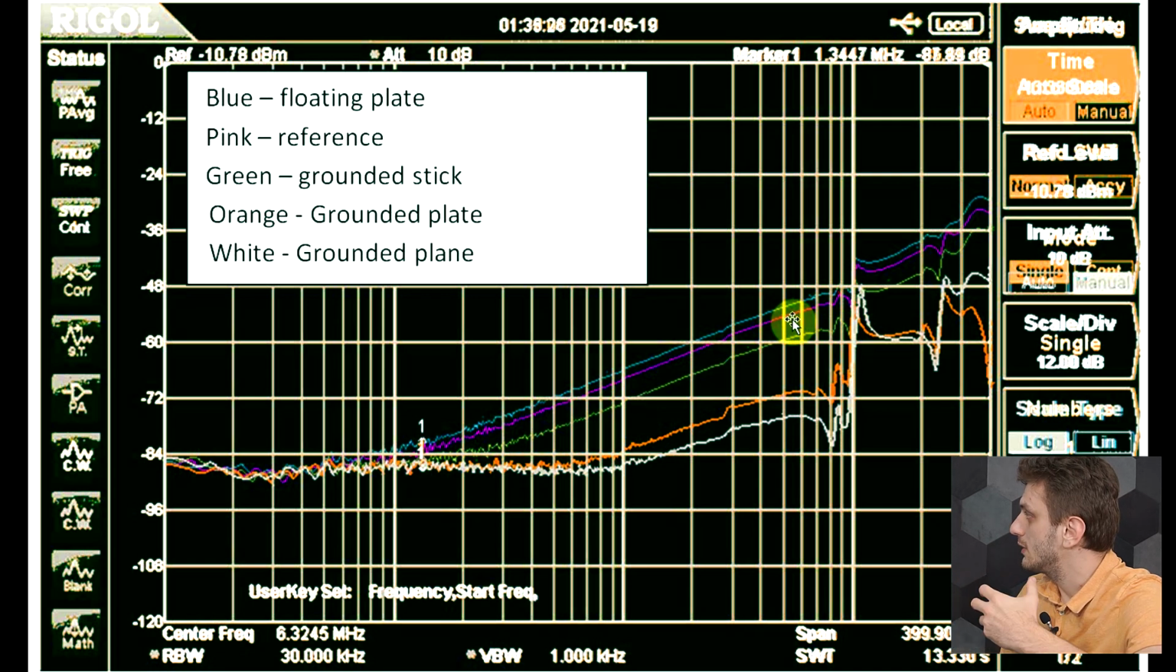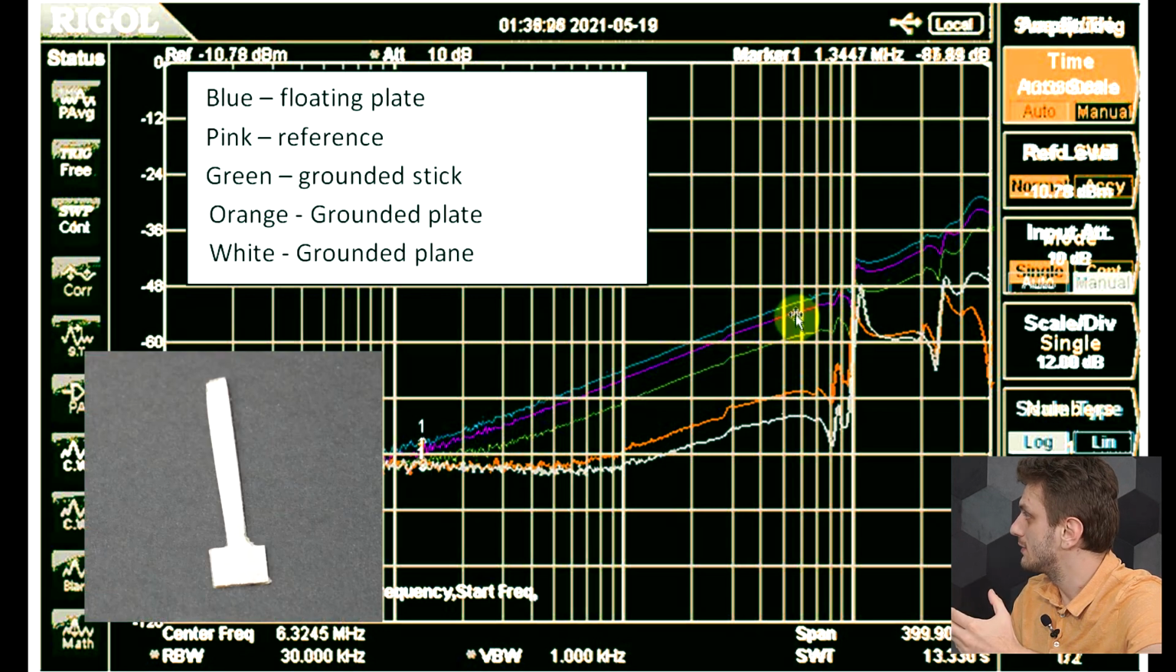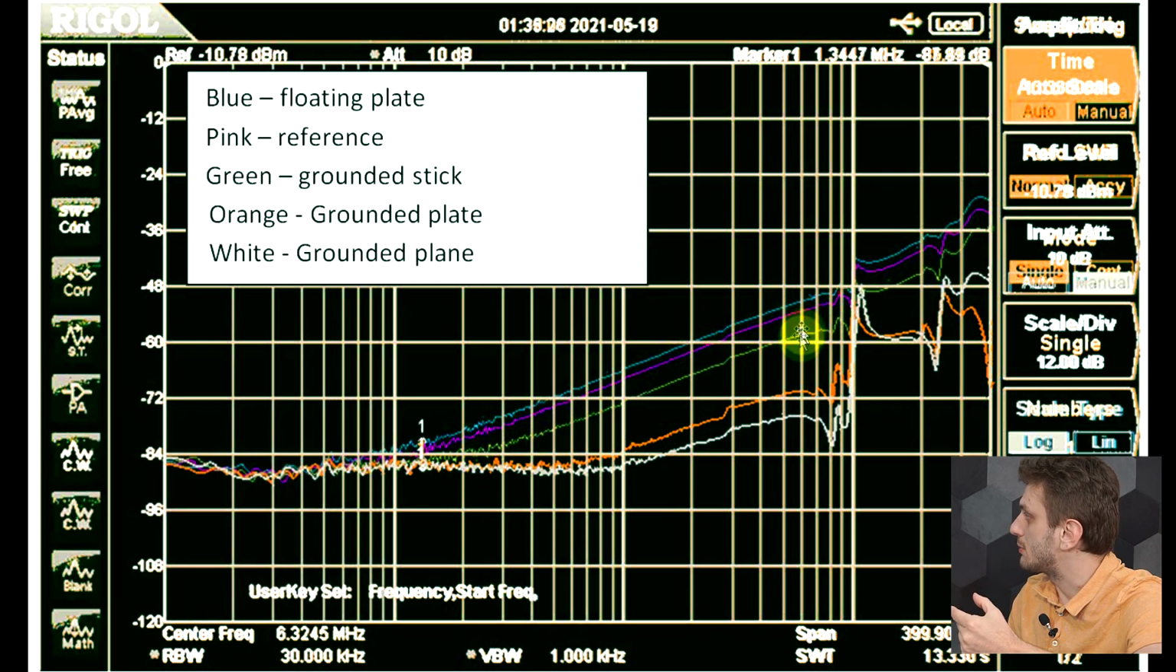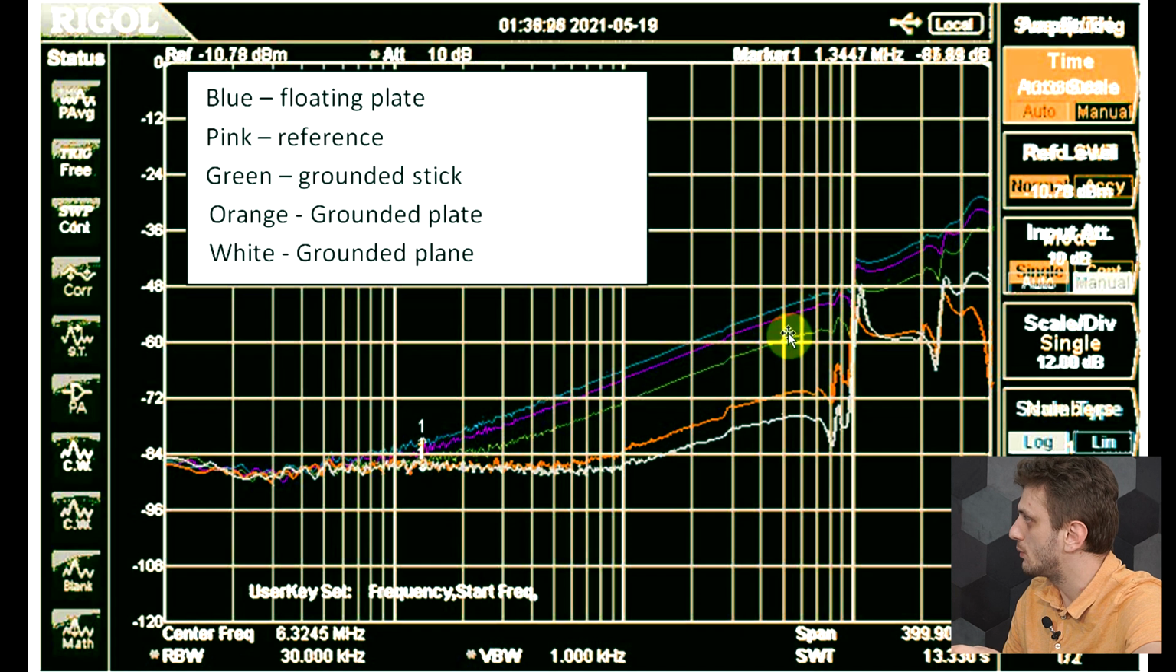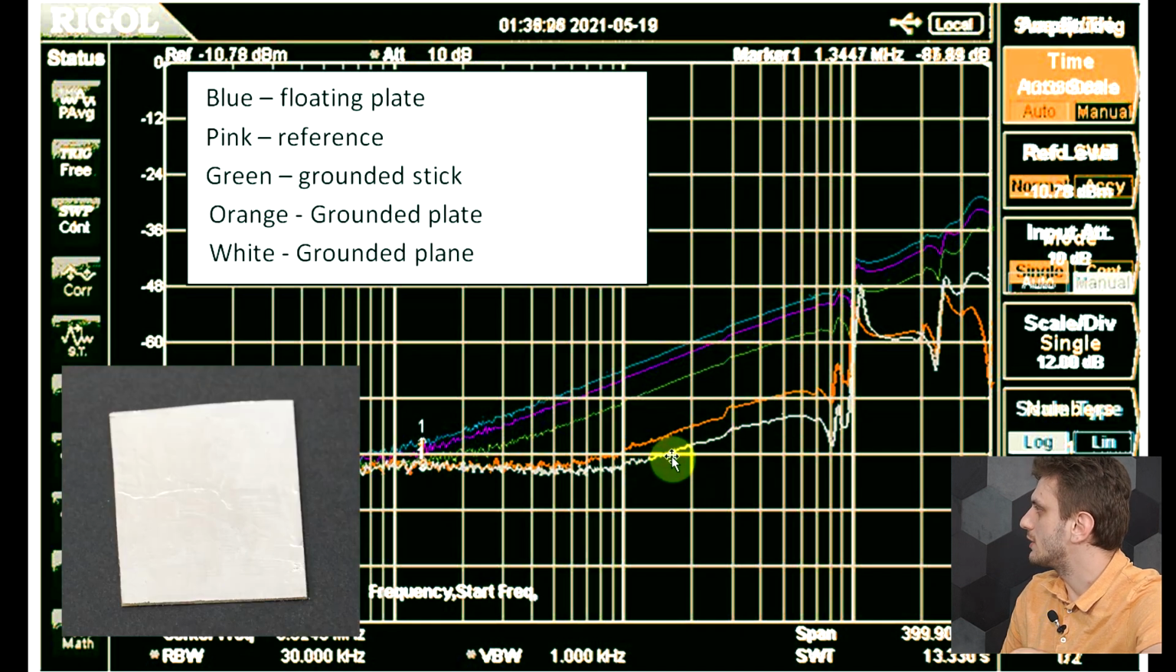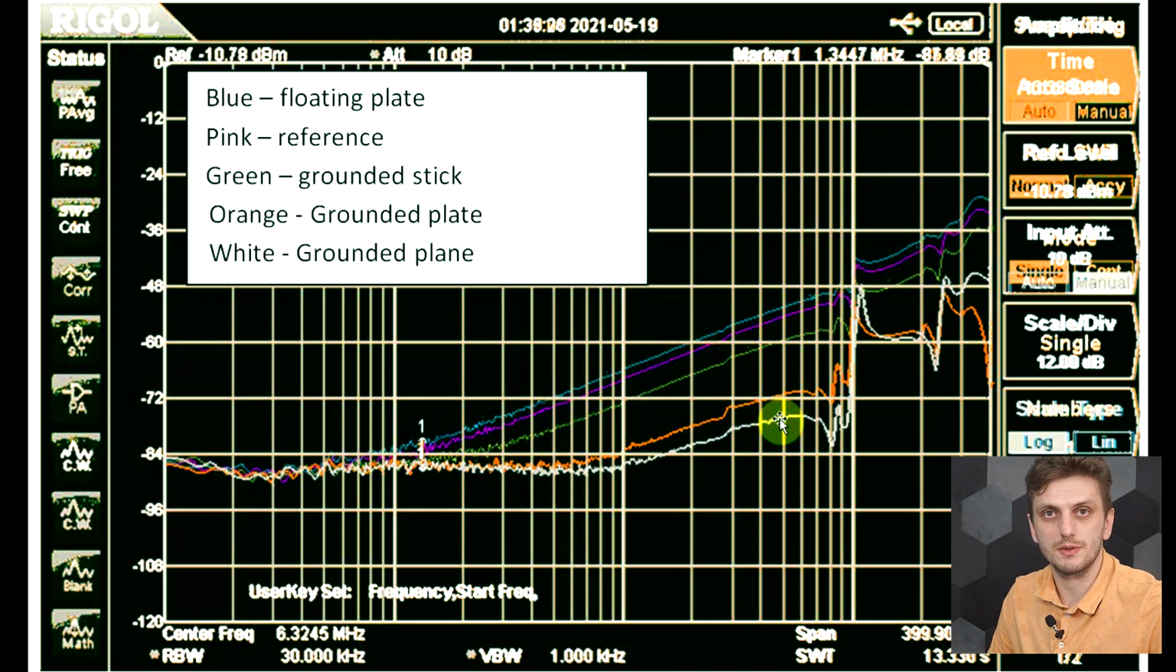Then our first noise emission reduction measure was the added stick, so this was the very thin line of copper, which does start to help, so this is roughly 6 decibels lower than the reference. Then when we went for the grounded plate, the one in orange, here we see a very substantial reduction, so an extra 12 decibels was obtained by this. And finally, the line in white or gray is with the large grounded plane. So this again added an extra 6 decibels.